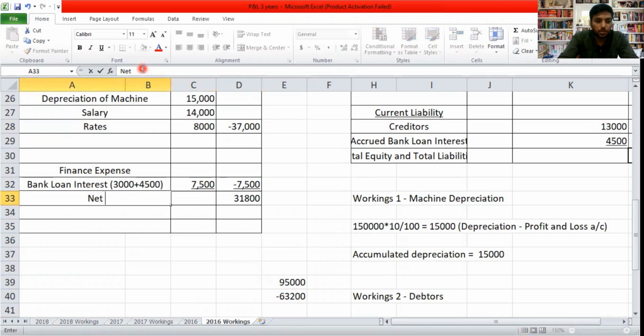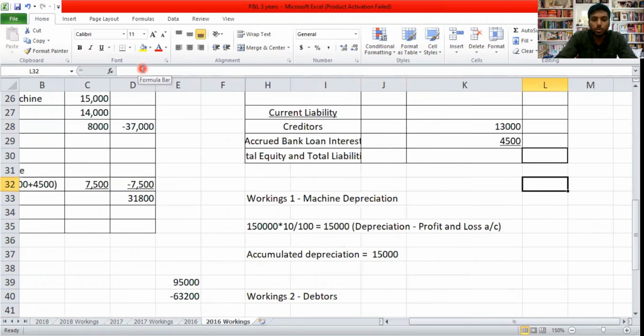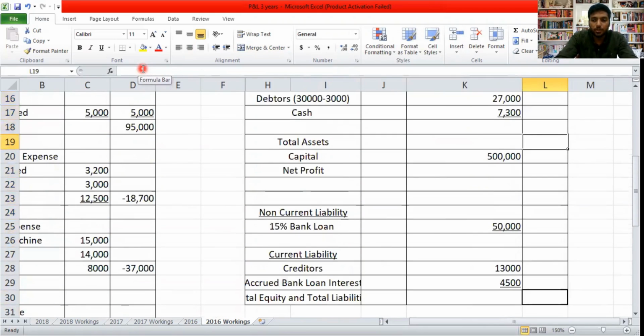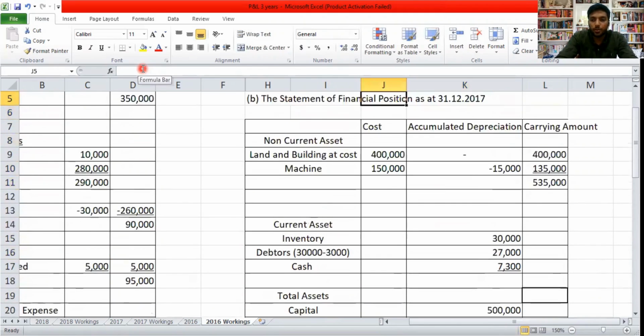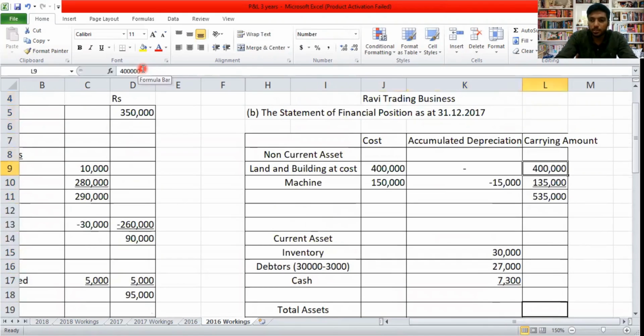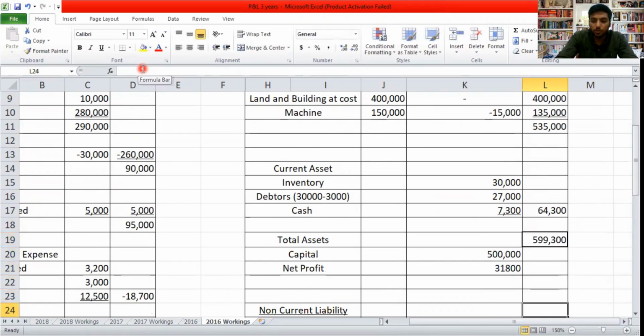I'll write here net profit. And this net profit should be transferred under capital as net profit 31,800. So altogether, now I'm going to finish my current assets. First of all, we have finished already 35,000. So current assets is 64,300. Then we add both together, we get 599,300. So even below it should be 599,300 total equity and liabilities.